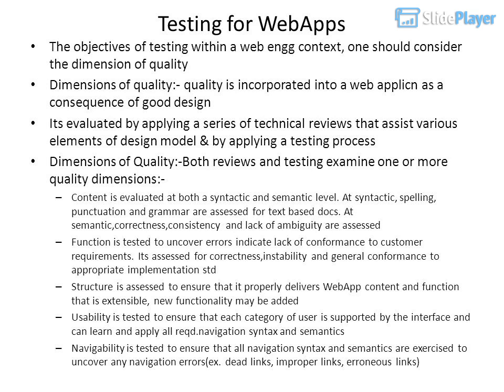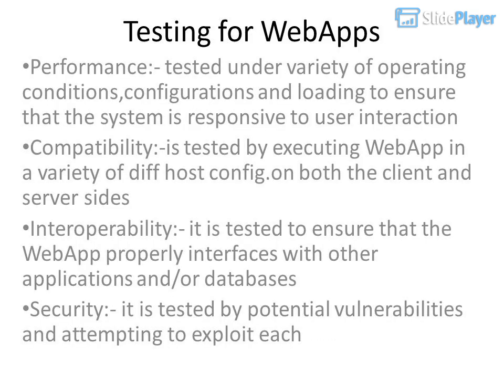Usability is tested to ensure that each category of user is supported by the interface and can learn and apply all required navigation syntax and semantics. Navigability is tested to ensure that all navigation syntax and semantics are exercised to uncover any navigation errors: dead links, improper links, erroneous links. Testing for web apps.